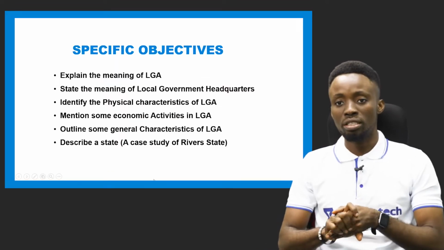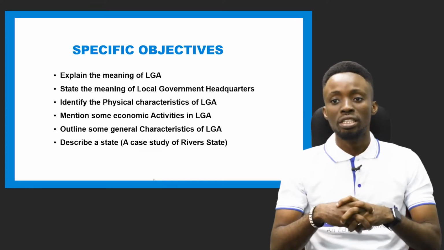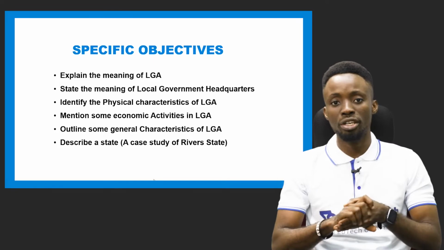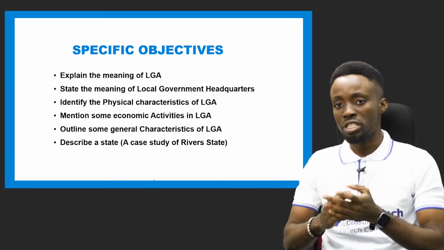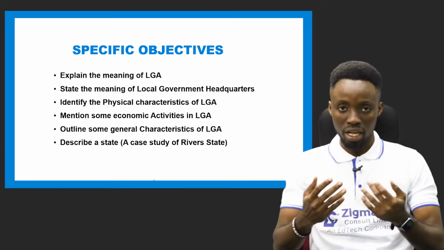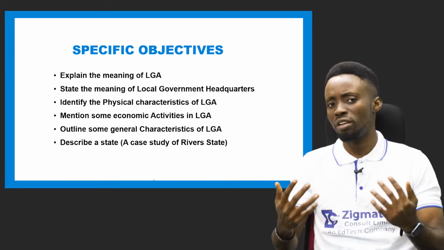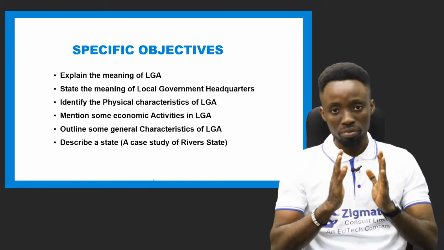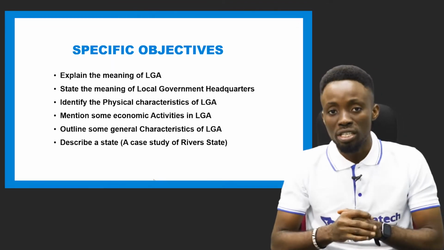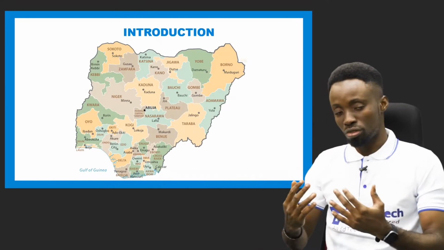So in today's lesson, we'll consider first the meaning of LGAs. Then we'll look at the meaning of local government headquarters in every LGA we have. Then we're also going to look at the physical characteristics of local government areas, as well as the economic activities that go on in these local government areas. And we are also going to look at some general characteristics of LGAs. And then we describe what a state is with respect to Rivers State as the case study for this lesson. So let's jump right in.